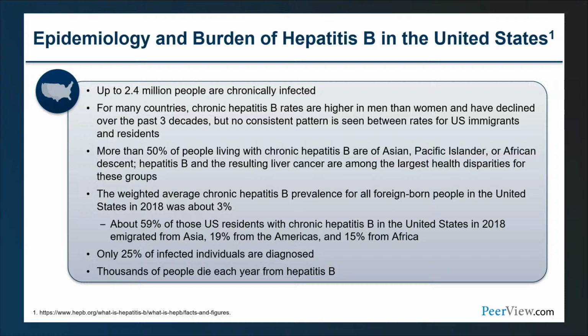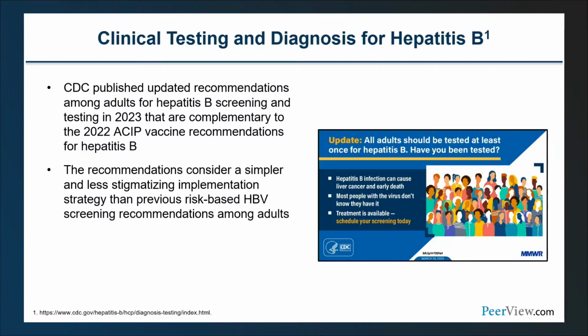When we look in the US, again, for those who are foreign-born, about 3/5, almost 60% of individuals are Asian, and then others are from the Americas, and then 15% come from Africa. But importantly, only 25% of people with hepatitis B are diagnosed. And this unfortunately leads to many people succumbing to hepatitis B because they don't have linkage to care which can appropriately assess these individuals and put appropriate people on therapy.